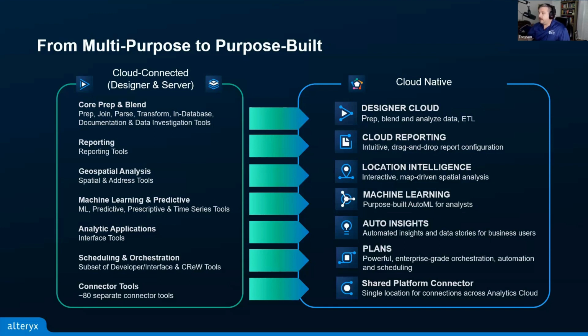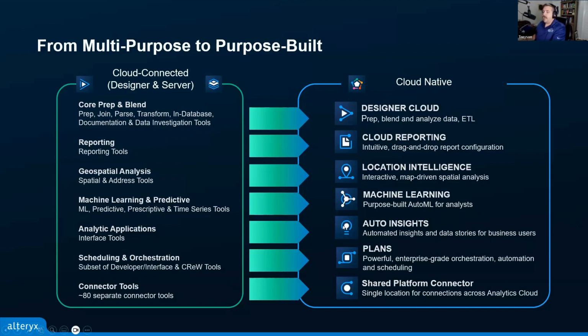They are built for a specific purpose. So we've got Designer Cloud, which does the prep, the blend, the ETL. We've got reporting, which is, again, this sort of intuitive drag and drop report configuration. We didn't go into that much today, but that's what that is. Location intelligence. This is, again, a separate node that's doing all of our geospatial analysis. Machine learning, separate node that's doing machine learning. Auto insights. I would probably call this app builder.